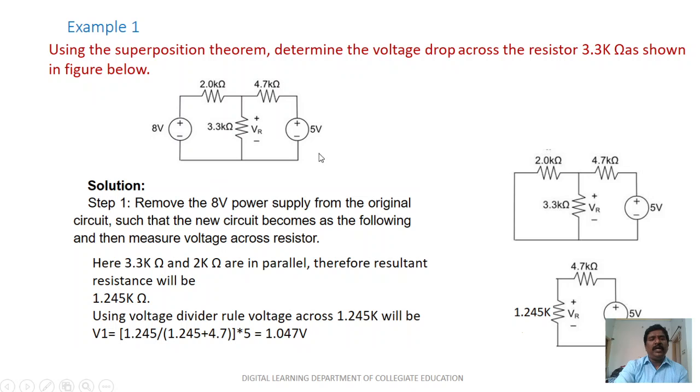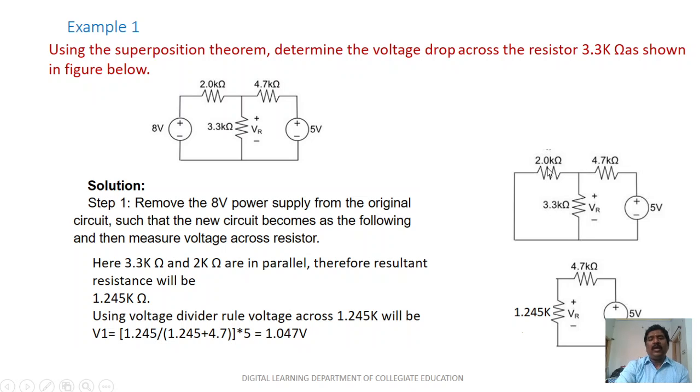Now what I am going to do, first, remove the 8 volts power supply from the original circuit, and the new circuit will become, and then measure the voltage across the resistors. When removing the 8 volts source, the ideal voltage source should be short circuited, and the 5 volts is acting alone. So with the 5 volt source, I want to calculate what the resultant resistance will be for the circuit.